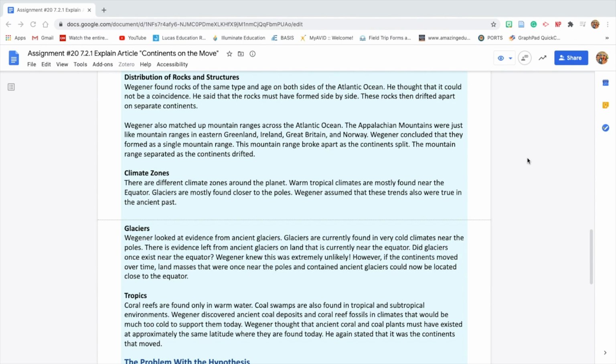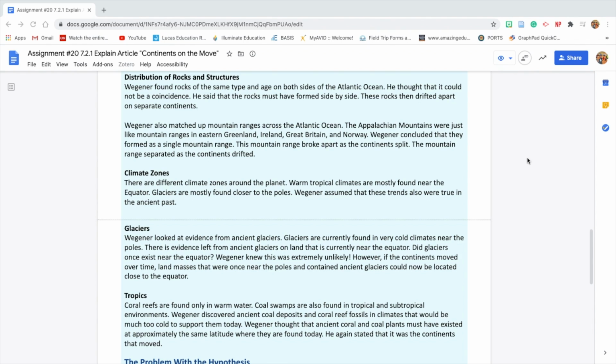Distribution of rocks and structures. Wegener found rocks of the same type and age on both sides of the Atlantic Ocean. He thought that it could not be a coincidence. He said that the rocks must have formed side by side. These rocks then drifted apart on separate continents.